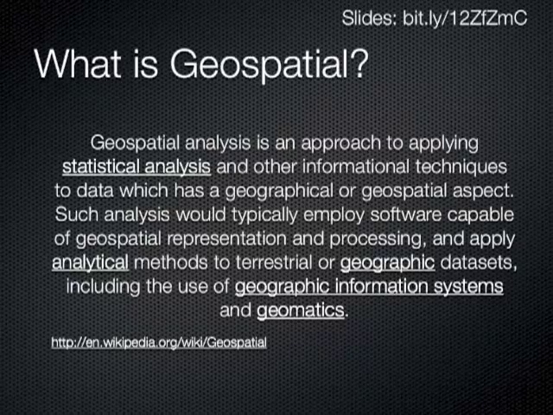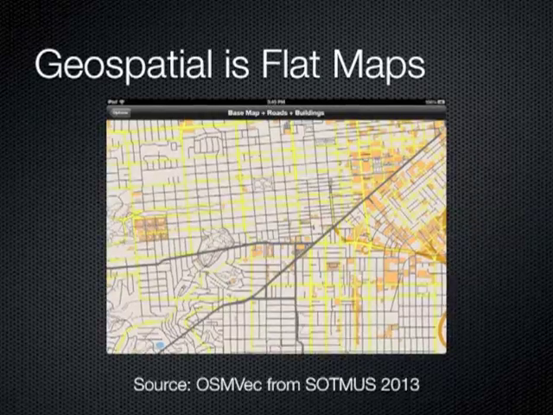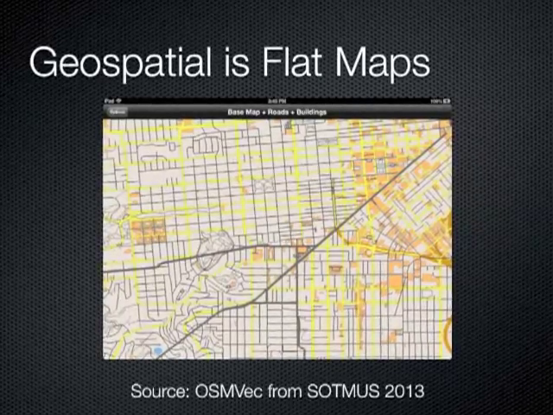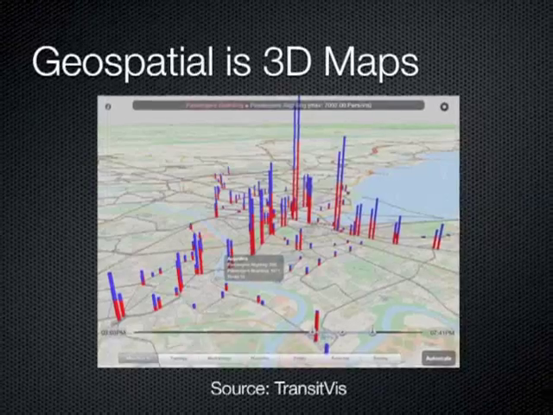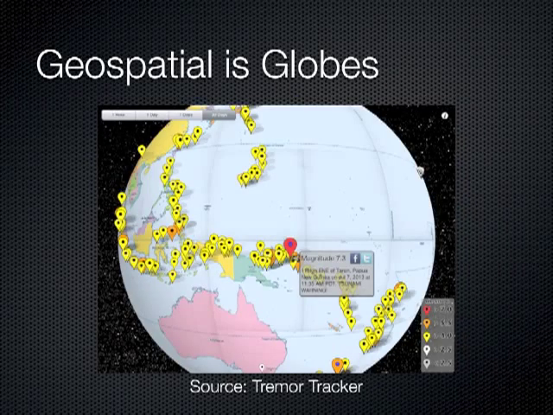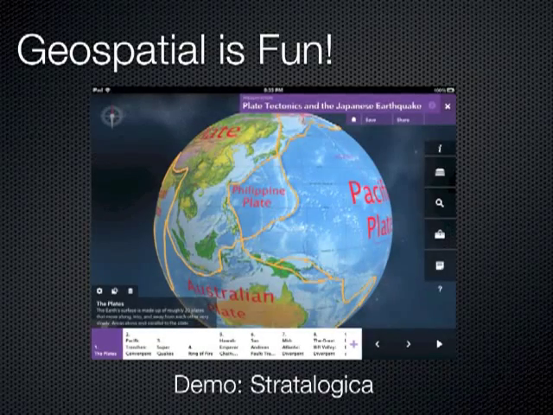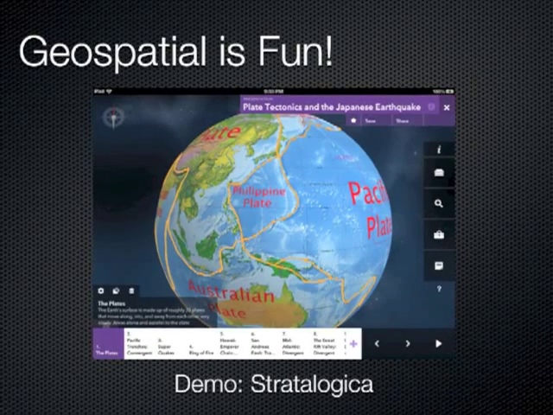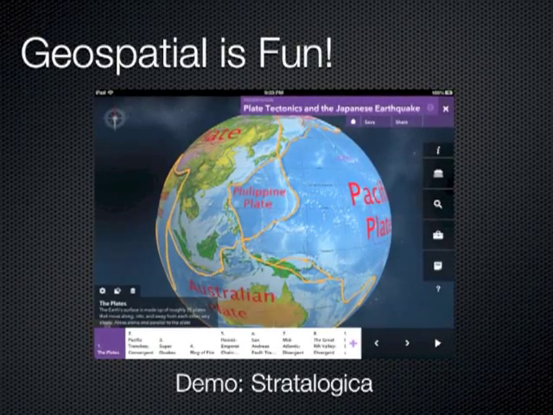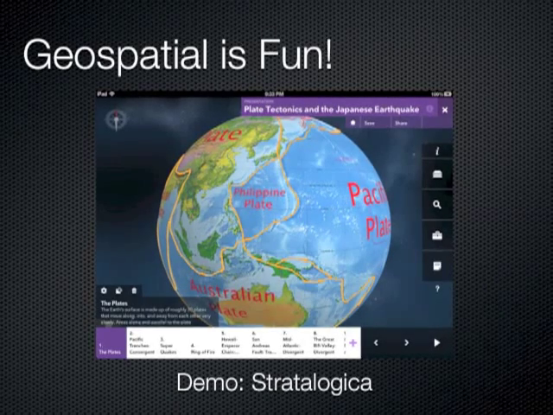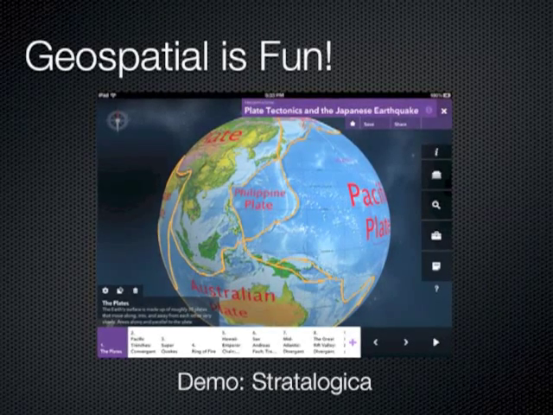So I would say, for our purposes here, geospatial is flat maps. Geospatial is 3D maps, and geospatial is also interactive globes. Those are all good examples of geospatial data display. But most of all, I think geospatial is just plain fun. It's really interesting to display this data, see it in an interactive way, and let users see what they can do with it, see how they play with it, what they do with it, that sort of thing.